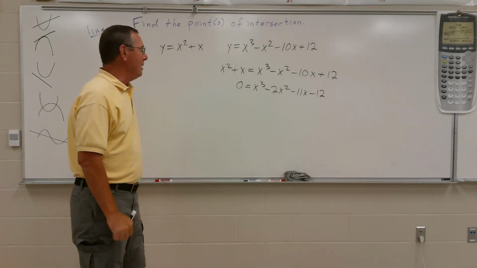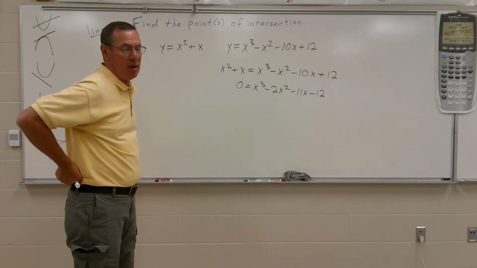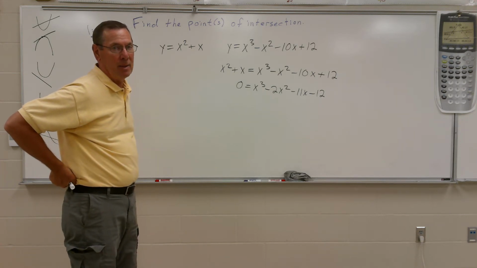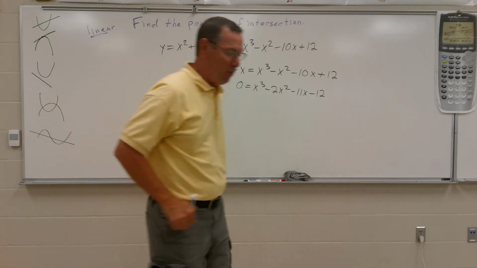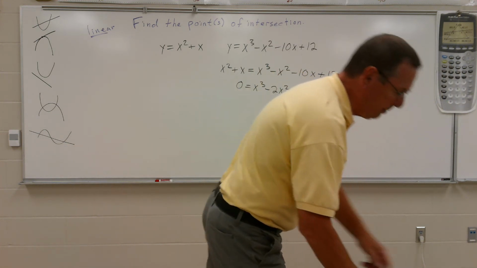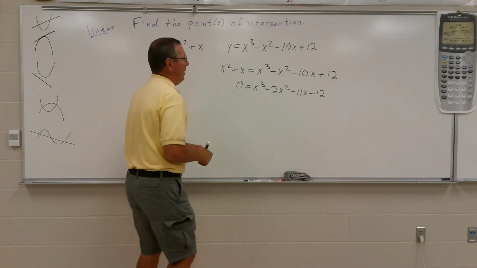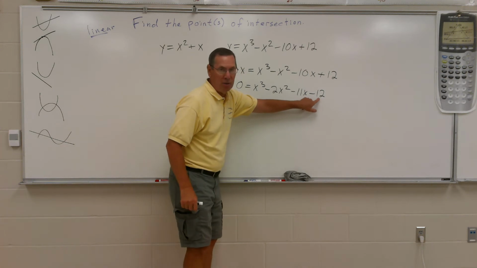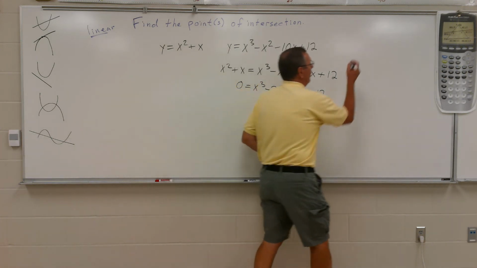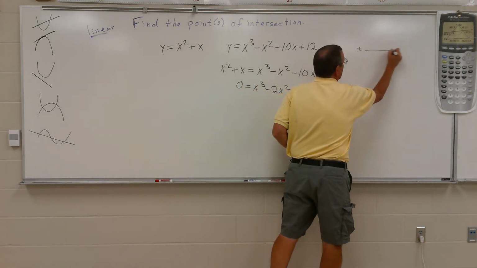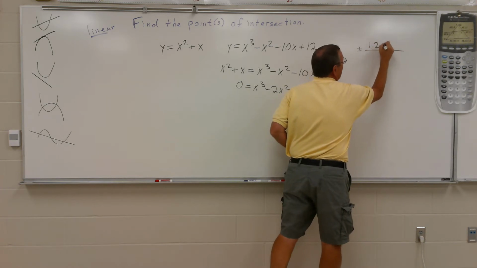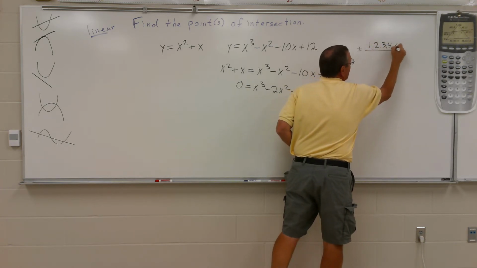And as I look at that and I try groups of 2 and 2, it's not going to work for me. Rats. It's time for the dreaded rational root theorem. I'm always taking factors of my last number, the 12: 1, 2, 3, 4, 6, 12.